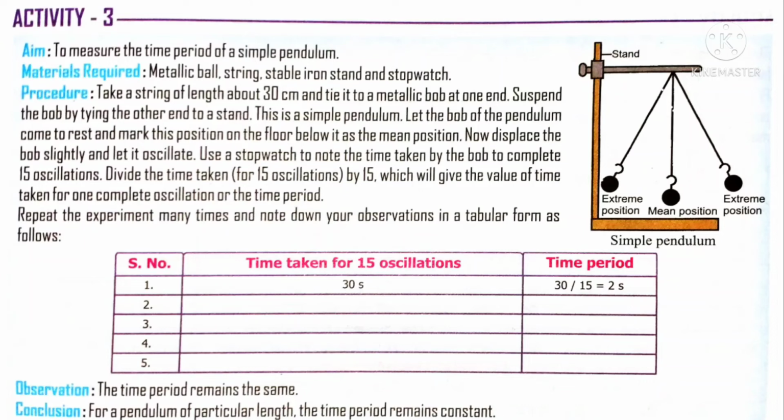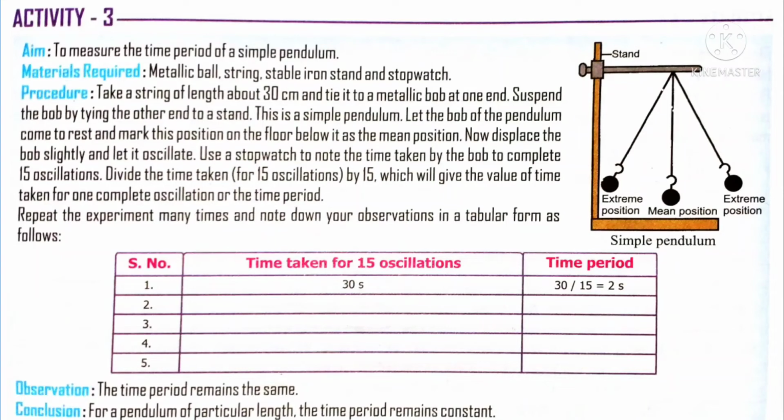Here is activity 3, to measure the time period of this simple pendulum. Here we are going to show how long it takes to complete one oscillation. For this, take a 30 centimeter length of string with a bob attached to one end. Now just strike this bob, and it starts oscillating. Now note the time taken to complete one oscillation, that is, going to one side, coming back, and returning to the mean position. That is called one oscillation.